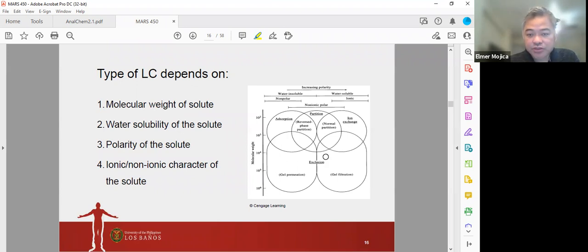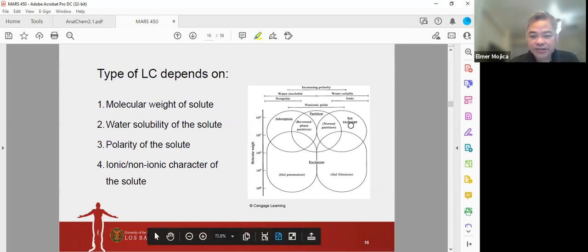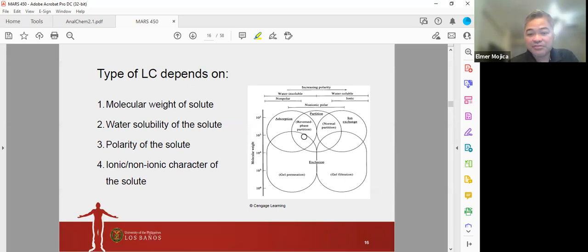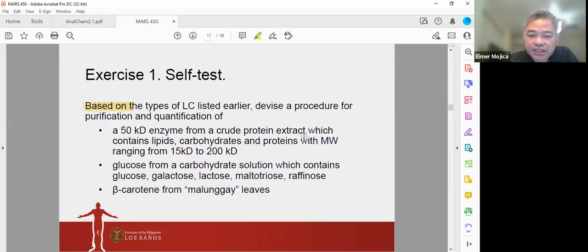In terms of water solubility, you may use partition and ion exchange. In terms of polarity of the solute, you can go from the non-polar to the polar. Or if it's the ionic or non-ionic character of the solute, it can be the ion exchange versus the partition. Within the partition, you have the reverse phase and the normal phase. So it's just depending on what you're going to do. Questions like this, we're going to discuss during the synchronous meeting.